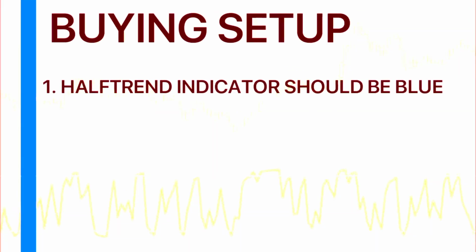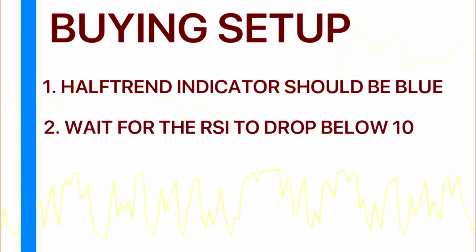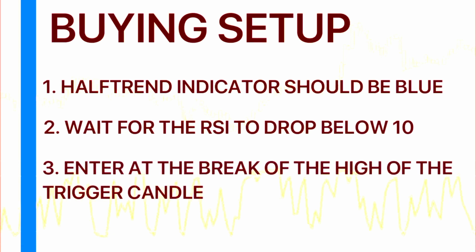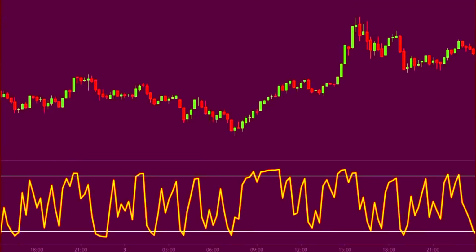The rules for a buying setup are as follows. Rule number 1: the half-trend indicator should be blue. Rule number 2: wait for the RSI to drop below 10. Rule number 3: enter at the break of the high of the trigger candle. Let us understand it with an example.